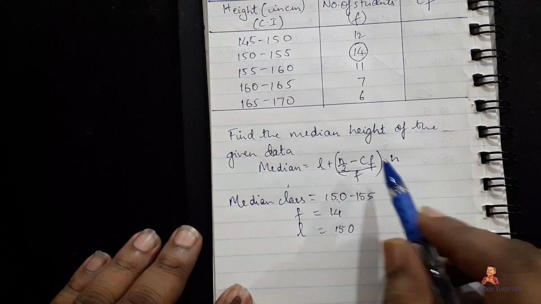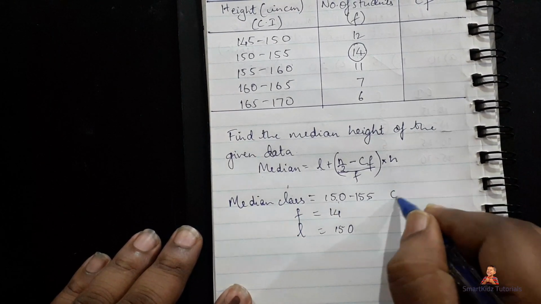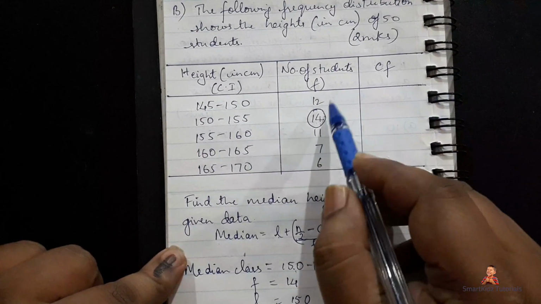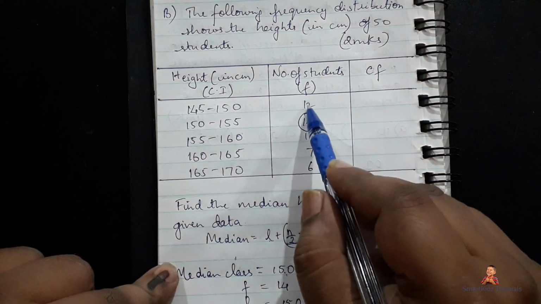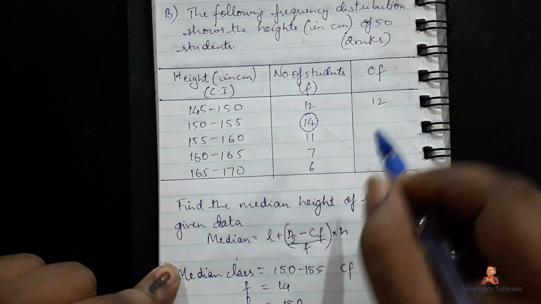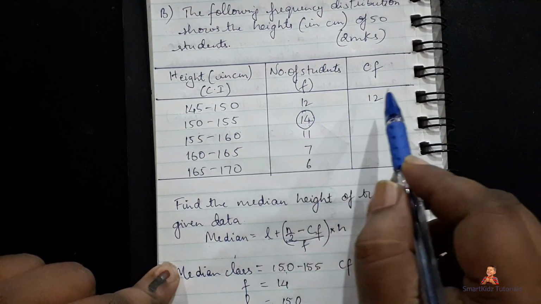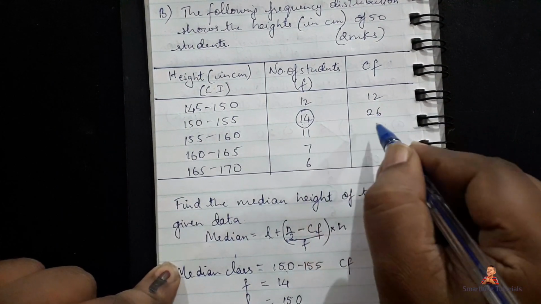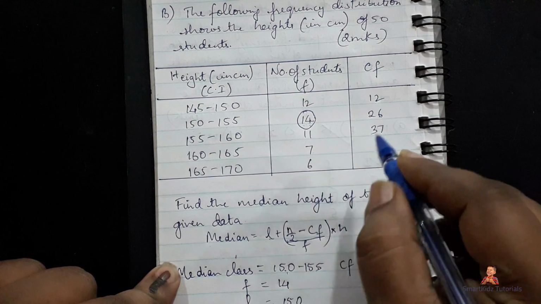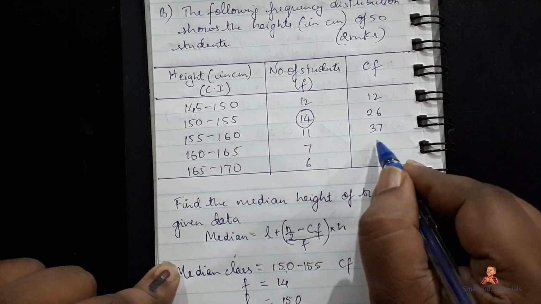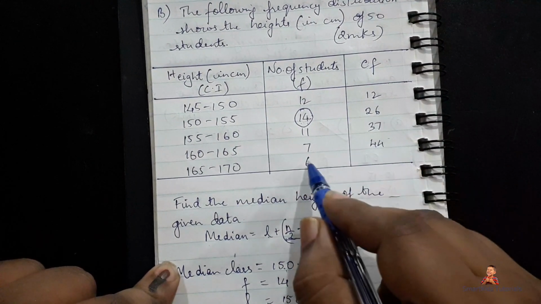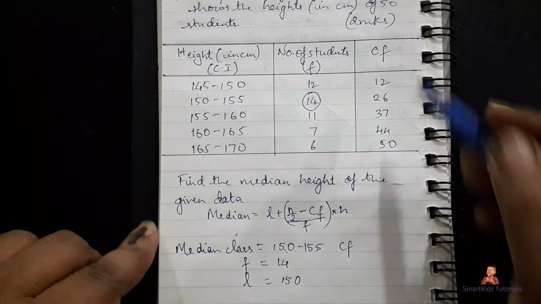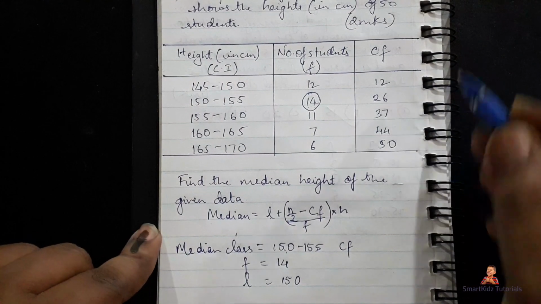Then over here is cumulative frequency. Now cumulative frequency we have to work out, so we need to add another column here. This is how we get it. For the first one we just write it the way it is, 12. Then for the second one we add 12 to this 14, we get 26. Next 26 plus this 11, we get 37. 37 plus this 7, we get 44, and 44 plus 6 will get 50. And this is how we get our individual cumulative frequencies.